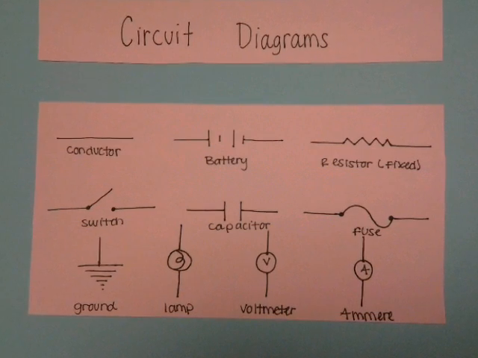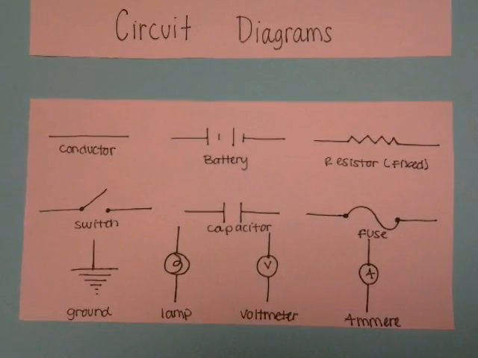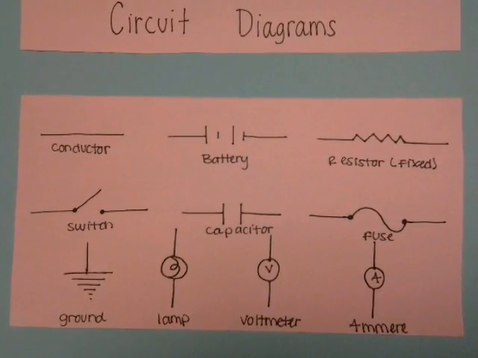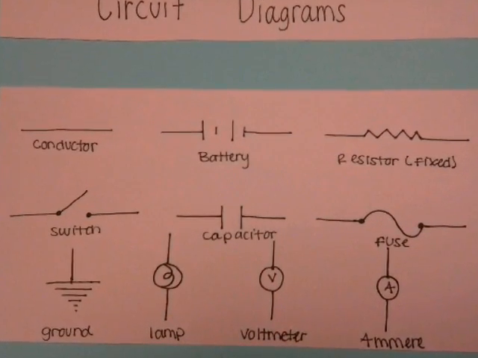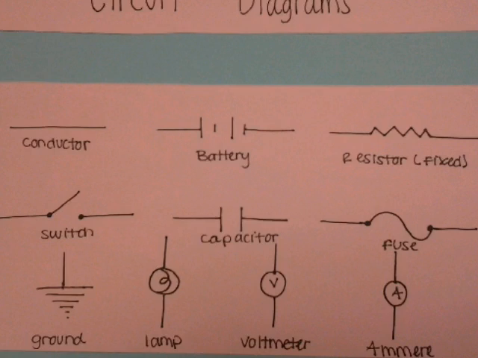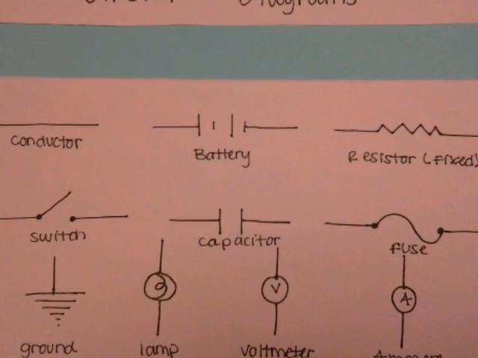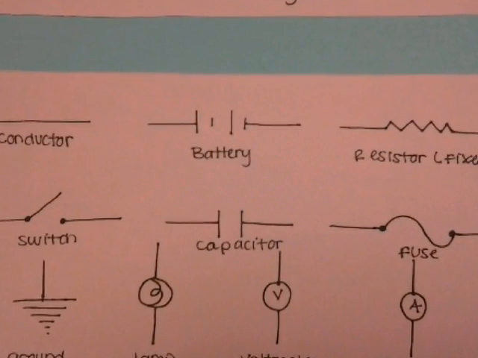Circuits can also be illustrated through diagrams. There are approximately 10 circuit diagrams. There is a conductor, a battery, a fixed resistor, a switch, a capacitor, a fuse, a ground, a lamp, a voltmeter, and an ammeter.